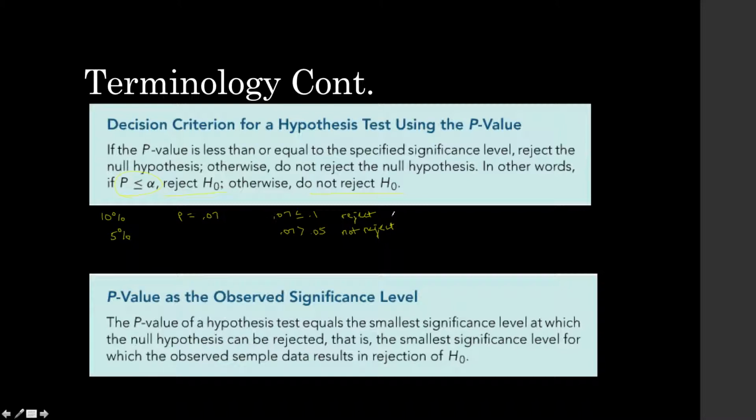In fact, here's what we can say. The p-value of a hypothesis test equals the smallest significance level at which the null can be rejected. That is the smallest significance level for which the observed data results in the rejection. I would commit that to memory. Just kind of memorize that. There are some concept questions on homework that will appear with that.